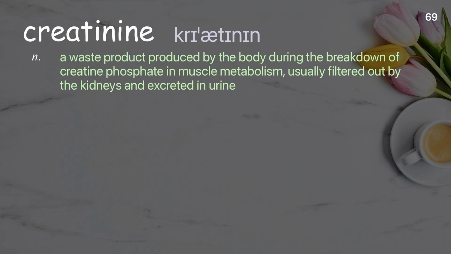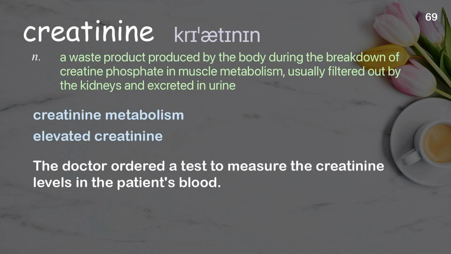Creatinine. A waste product produced by the body during the breakdown of creatine phosphate in muscle metabolism, usually filtered out by the kidneys and excreted in urine. Examples: Creatinine metabolism, elevated creatinine. The doctor ordered a test to measure the creatinine levels in the patient's blood.